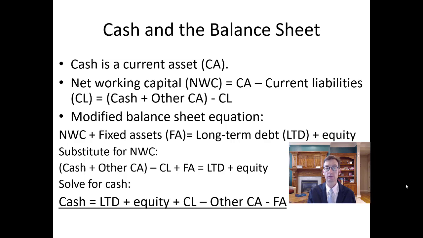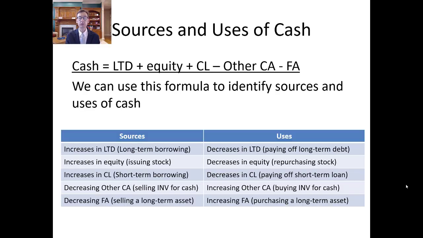Now keep in mind that inventory is less liquid than accounts receivable, because when we sell the inventory, we will probably receive an accounts receivable instead of cash. And so in descending order of liquidity, it's cash, then accounts receivable, then inventory. So we can use this equation now to look at our sources and uses of cash. A source is anything that increases or provides cash, and a use is anything that decreases or uses cash.